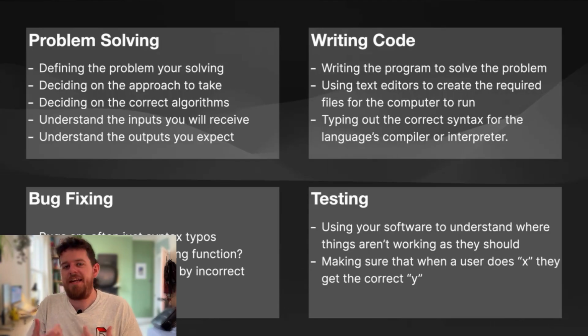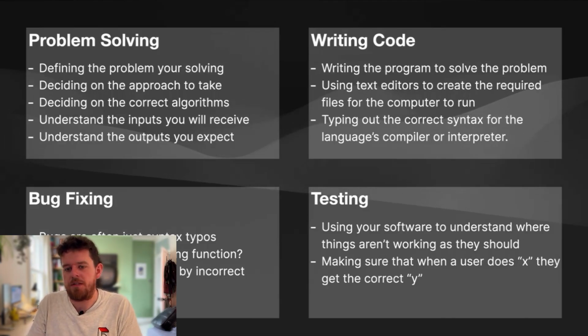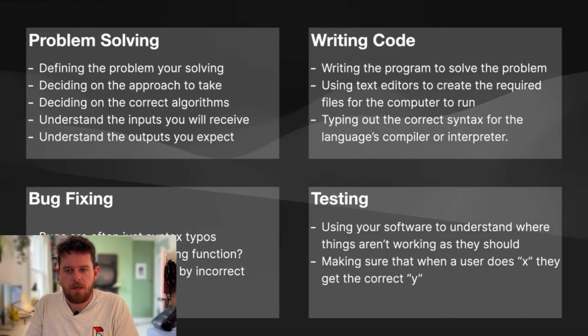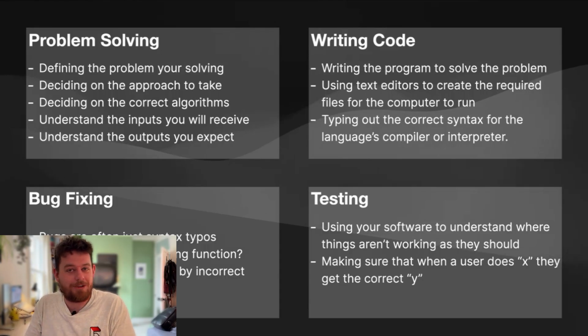So you can pretend to be a user and you can sort of click a button to make sure that when you do that thing, the expected output or the expected result happens. If it doesn't, then you need to pop back to the bug fixing phase, possibly back to the writing code phase, and possibly even actually defining a new problem that you need to solve.